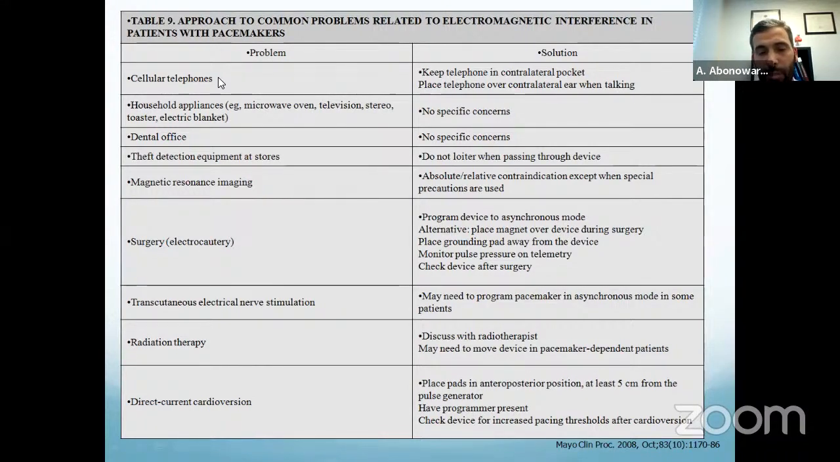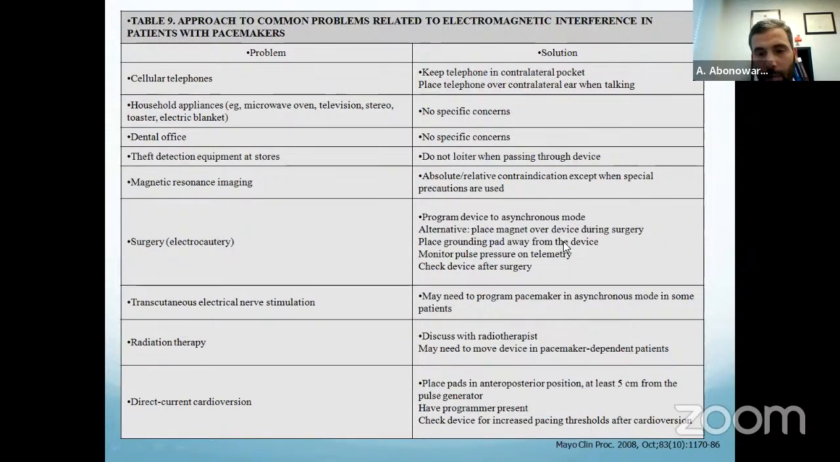MRI: most of the pacemakers now are MRI conditional, but remember to tell the patient to go to the pacemaker clinic to switch them to the MRI mode. And remember this is to be avoided in the first 6 weeks after implantation. After 6 weeks, anytime the patient can have an MRI, as long as they go to the pacemaker clinic to have the MRI mode switched on. And after the MRI, they go back to turn that mode off. It's not contraindicated in the new pacemakers, but make sure that the pacemaker is MRI compatible.